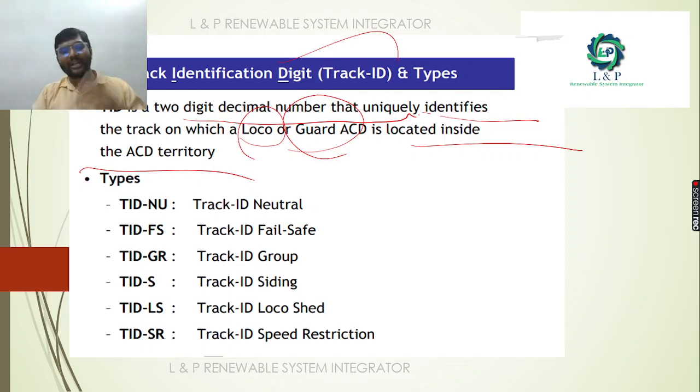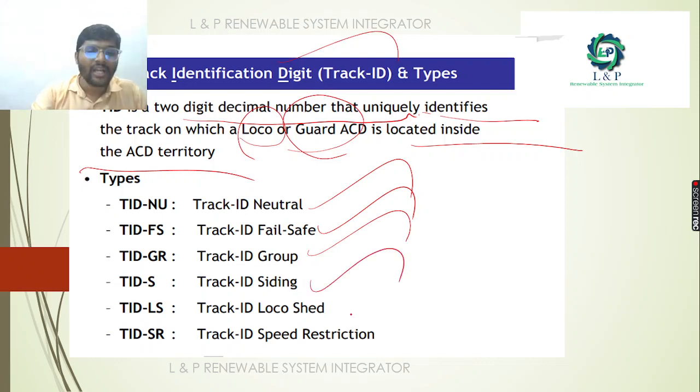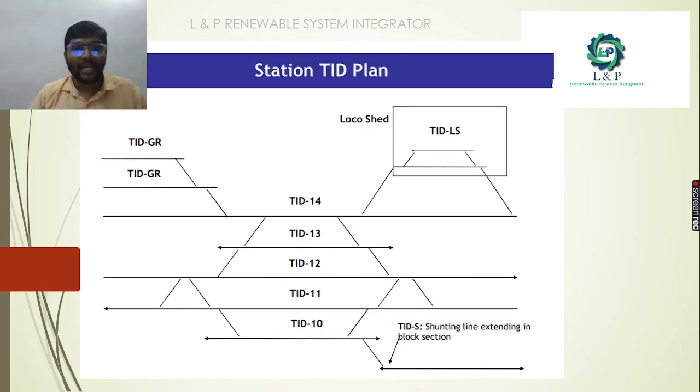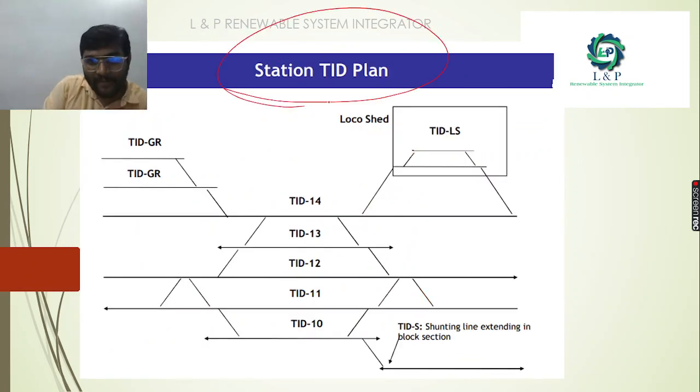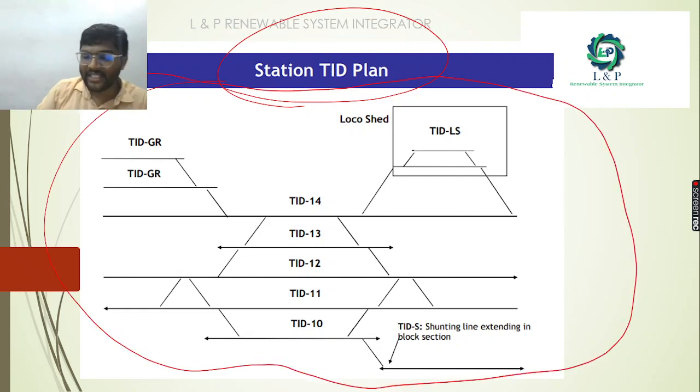Okay, we have different types. If it is on the neutral side, we will have a TID neutral. If it is on the fail safe, it will be TID fail safe. If it is on the TID group, something different. If it is on the TID sliding, we have a different identification. If it is on the TID loco shed, we will have a different identification. If it is on the TID speed restrictions, it will be represented a different way. As you can see here, this is how the station track identification digit plan looks.